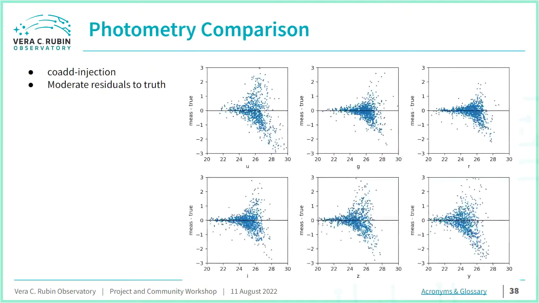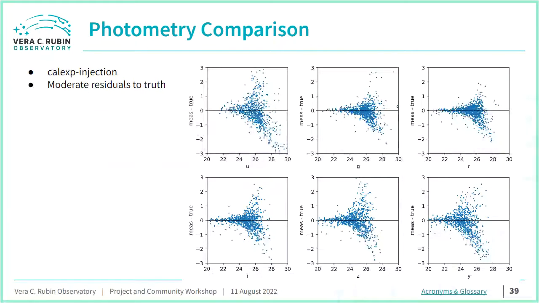Yeah, let's go on. So that was the image. I also ran this through measurement. So here's a comparison. This one is just photometry, measurement minus true for u, g, r, i, z, y. In this case, directly injecting into coadds, and then here directly injecting into the calexp. I can blink back and forth.